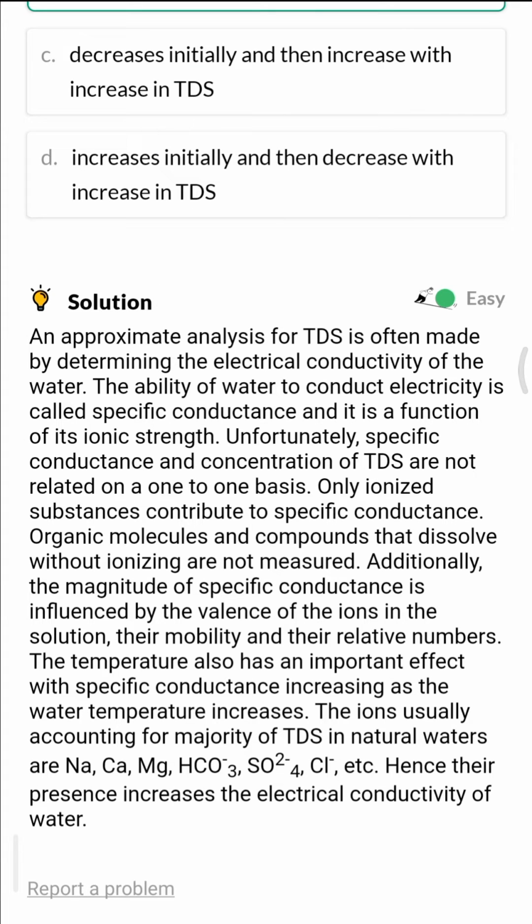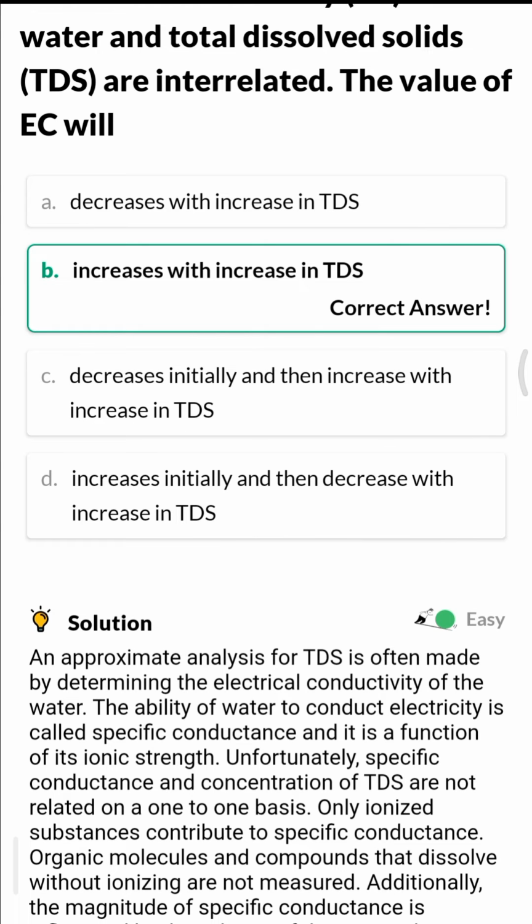The ions usually accounting for the majority of TDS in natural water are sodium, calcium, magnesium, HCO3, SO4, then Cl, etc. Hence their presence increases the electrical conductivity of the water. So the value of electrical conductivity increases with the increase in TDS.